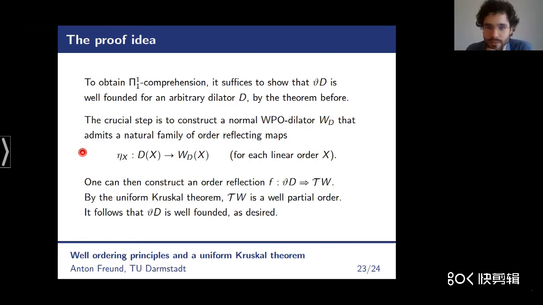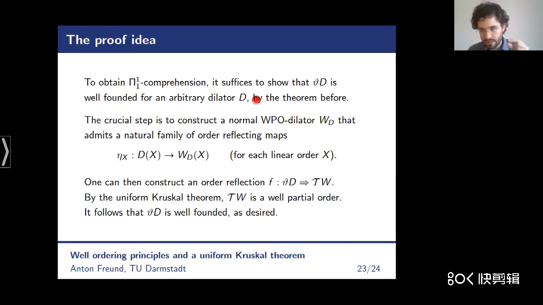And by the previous result, we know that we can obtain Pi-1 comprehension if we can show that for an arbitrary dilator D, this Bachmann-Howard fixed point theta of D is well-founded. And the crucial step to prove this is to construct, out of this given dilator D, so D is a transformation of ordinals, a normal WPO dilator W depending on D. So once again, D is a transformation of ordinals.